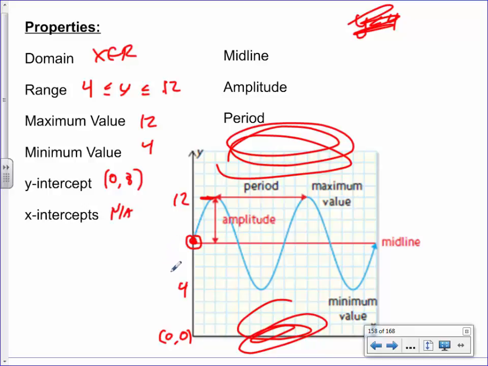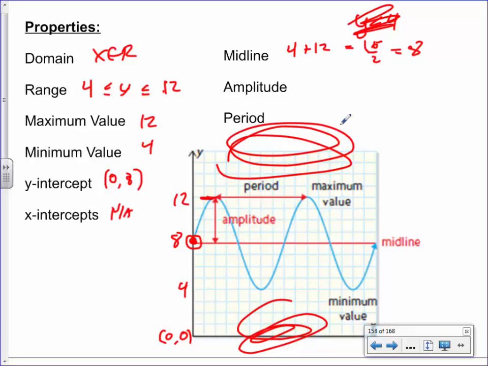Okay, well, let's find that midline now. So these are the new properties that we're learning about, midline. I think it's 8, but let's prove it to you another way. The lowest number you have is 4. The biggest number you have is 12. That adds to give 16. If you cut that in half, it's at 8, which visually looks like what it should be, right?